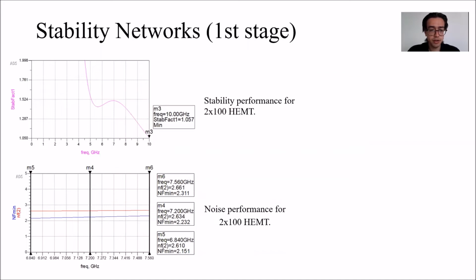So the results of the stability network for the first stage can be seen. The stability network gives us a stability factor greater than 1.057 throughout the required frequencies, and the noise figure is determined as 2.6 throughout the band.